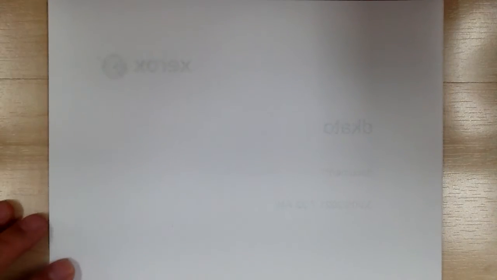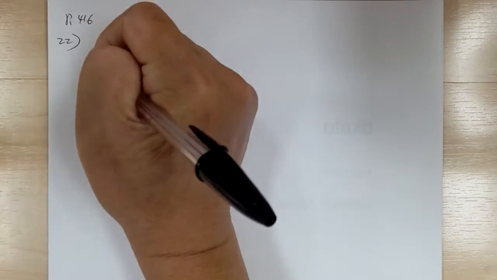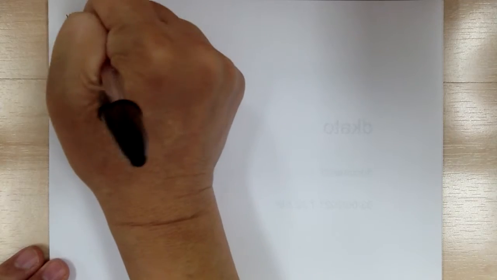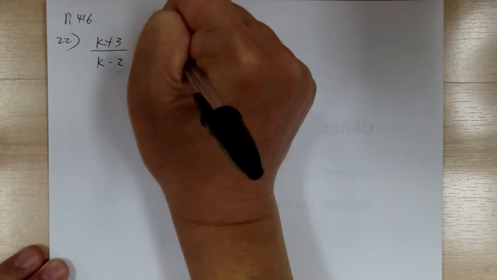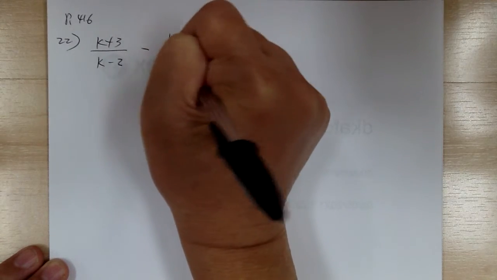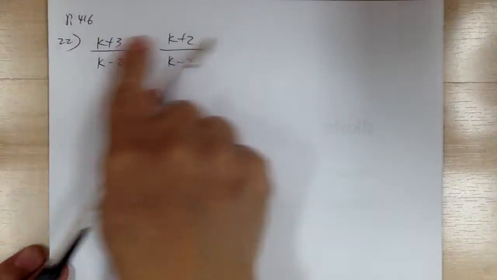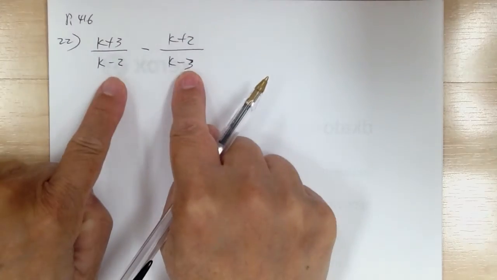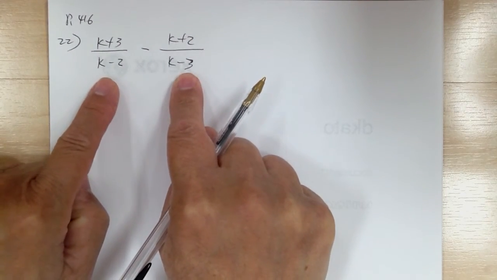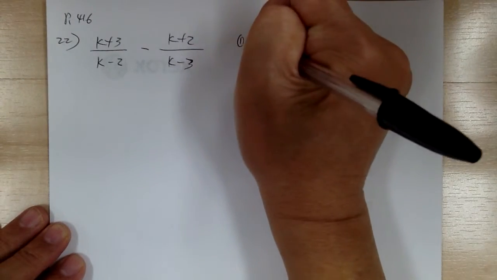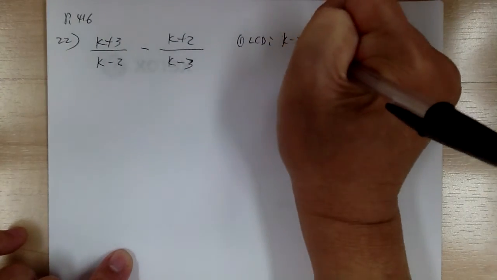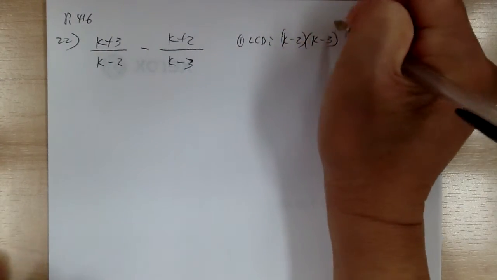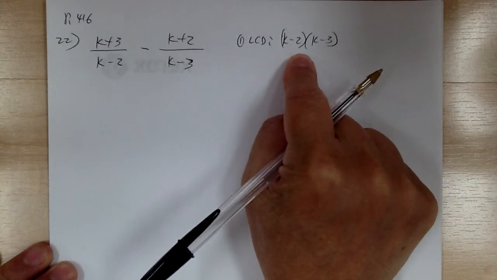Okay, let's go to the next one. We have (k + 3)/(k − 2) − (k + 2)/(k − 3). Again, don't worry about the top. You look at the denominator first, so you need to get a common denominator. So step 1, your LCD would need to include both of these, k − 2 and k − 3. That would be your common denominator.